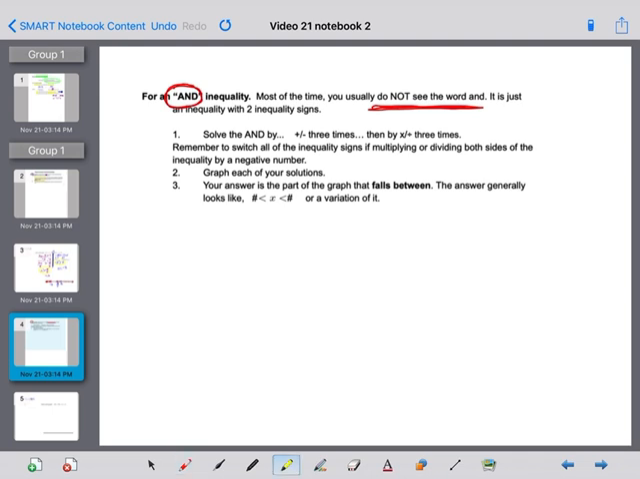To solve the and inequalities, you'll add or subtract 3 times, then you'll multiply and divide 3 times, and I'll show you what we mean. And once again, remember to switch all the inequality signs if you multiply or divide by a negative. That's still true. Once you're done, you'll graph each of your solutions. And your answer will be the part of the graph that falls between. The answer will usually look like a number is less than x, is less than another number, or some variation of that.